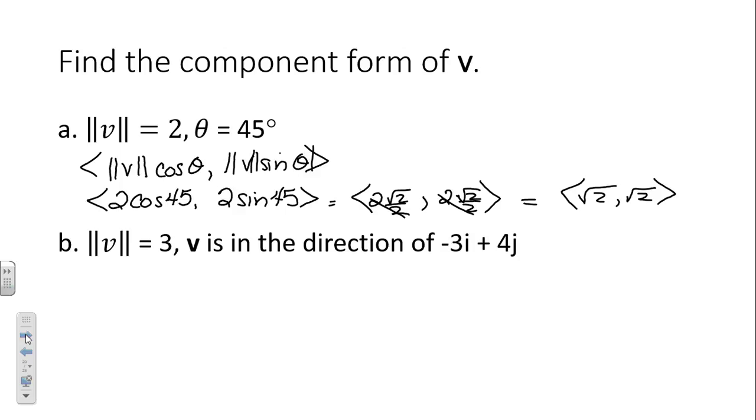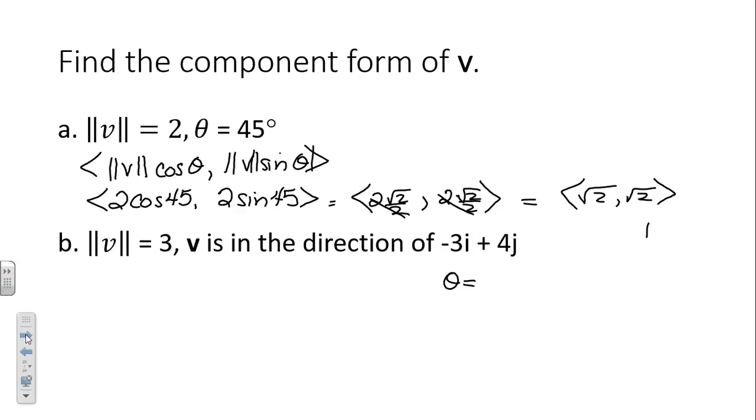Part B says, now I want you to do the same thing. Tell me what the component form is, but this time we tell you that we have a direction, okay? So we have to find the angle first. Then we'll take 3 times the cosine of that angle and 3 times the sine of that angle to get our component form. So how are we going to find the direction angle if we have negative 3i plus 4j?